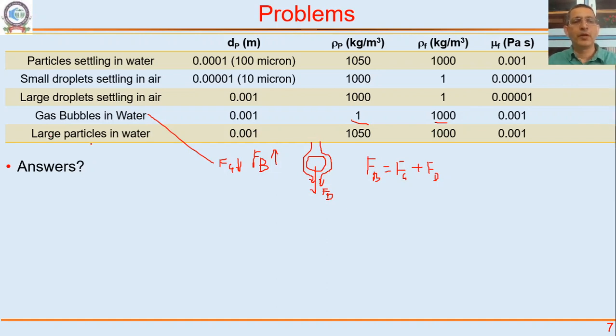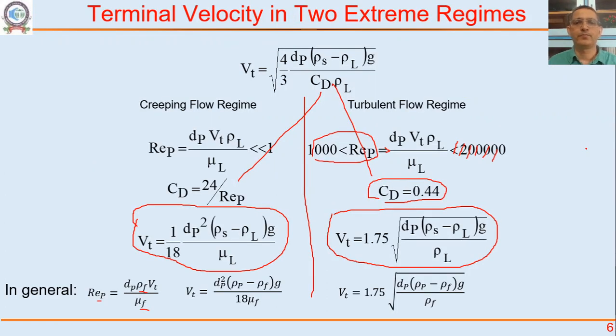Okay. You could have a large particle in water, let's say 1 millimeter particle in water, like an ion exchange resin, right? You have a 1 millimeter ion exchange resin that is settling in water. Okay. I would like you to calculate terminal settling velocity for all of these. Okay. Pause the video, calculate for yourself, use these formulae.